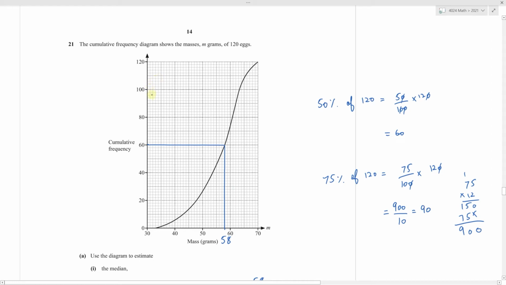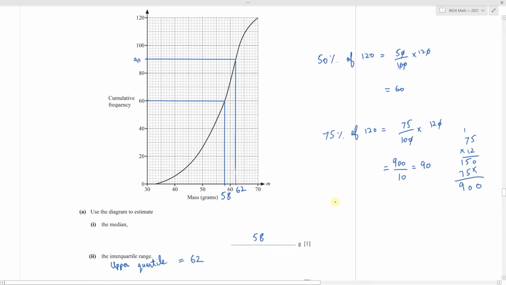So for your upper quartile, you have to find the mass when your cumulative frequency is 90, which is at this point. So let's draw a straight line up till the curve, which is this, and then we go down to find the value of mass. So this here is 62. So your upper quartile is 62.